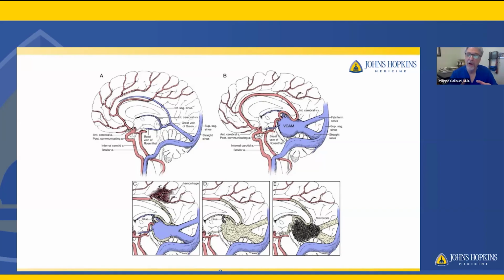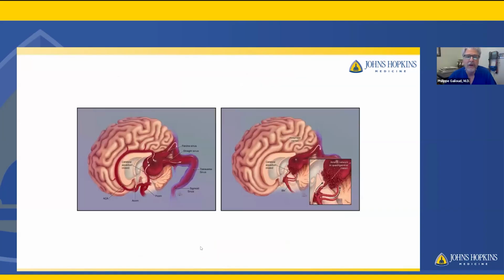Now, once there is no more afferent flow, there is no more flow in those very large sacs, they're going to thrombose, and that's the main fear we have, is diffuse thrombosis that can progress, even extend in the sagittal sinus, in the transverse sinuses, and cause a disaster.